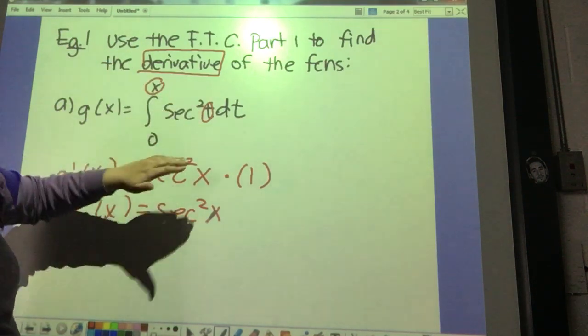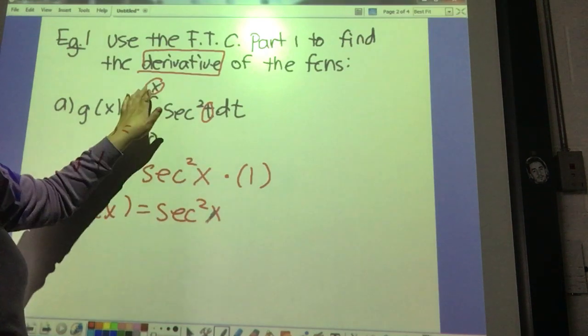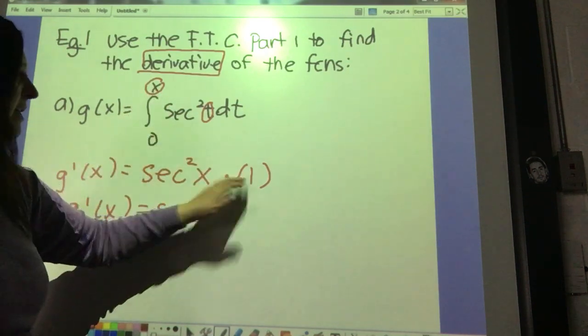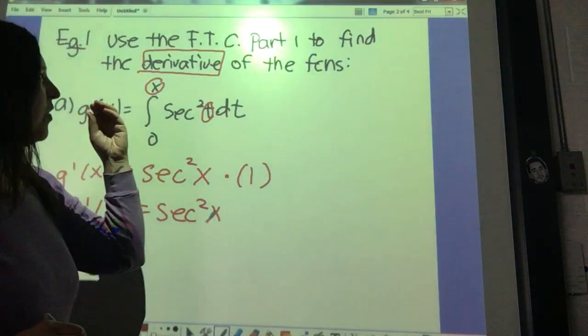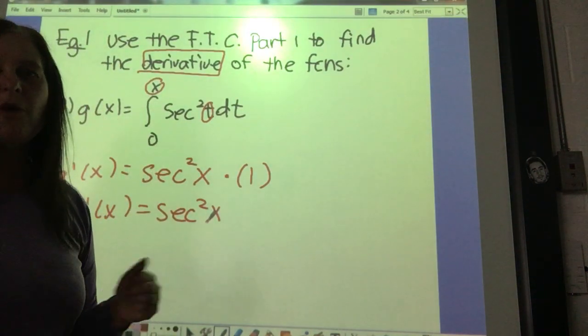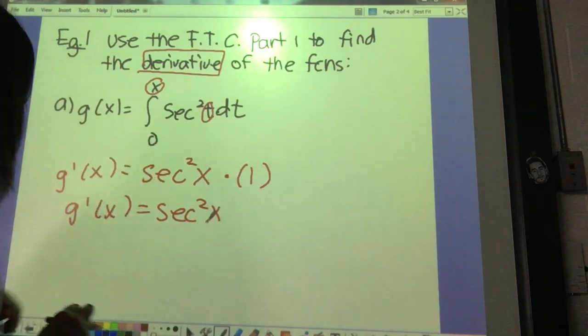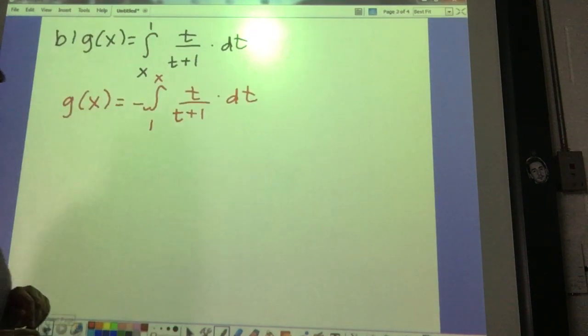So you literally just replace the t with an x and then get the derivative of what your variable is, and we're done. So not hard, as long as you're recognizing it's fundamental theorem of calculus part 1. We're not actually integrating, even though there's an integral sign. Okay, let's try another example.